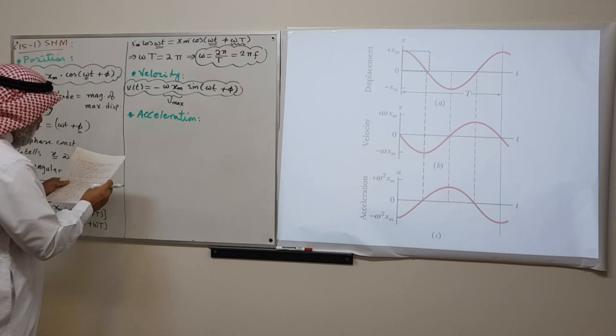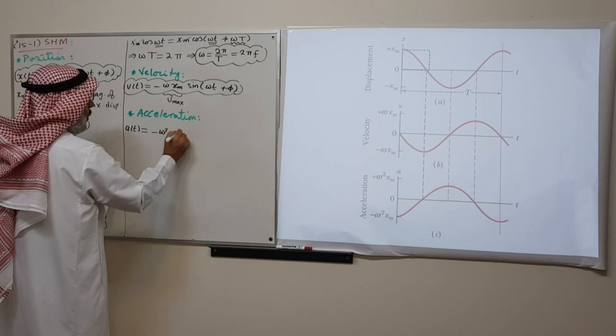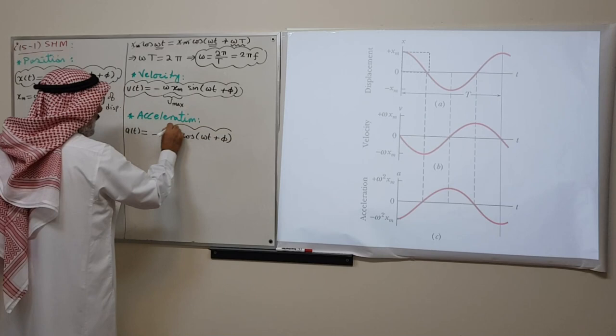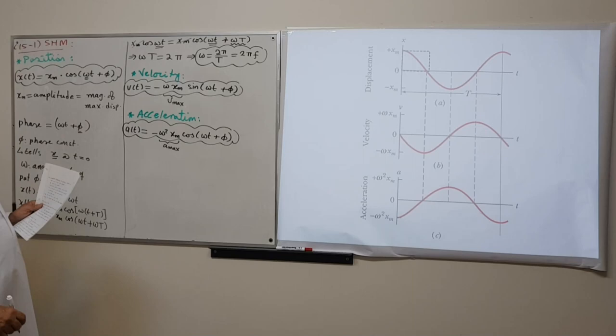And that's the equation for the acceleration. a, as a function of time, is minus omega squared xm cosine of omega t plus phi. And that's the equation for the acceleration, from which you can see that the maximum value of the acceleration is equal to omega squared xm.